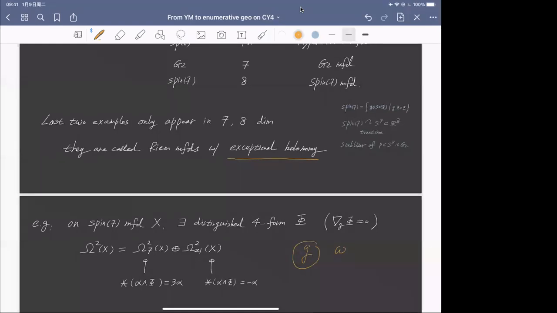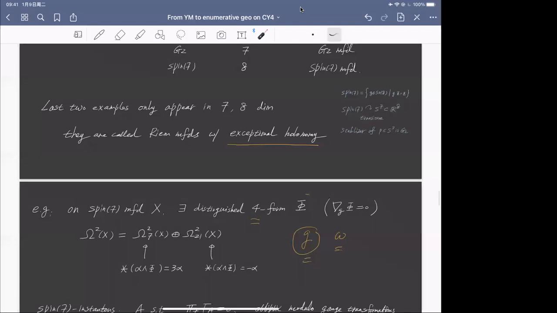Now you can understand that Spin(7) geometry is a geometry about some distinguished 4-form. It's not a 2-form or 2-tensor anymore, so you see the rank is rather big. In this case the geometry is quite complicated and very difficult to understand. But anyway, the only thing we need to know is that we have a distinguished 4-form, which is compatible with the Riemannian metric. It is parallel with respect to the Levi-Civita connection.